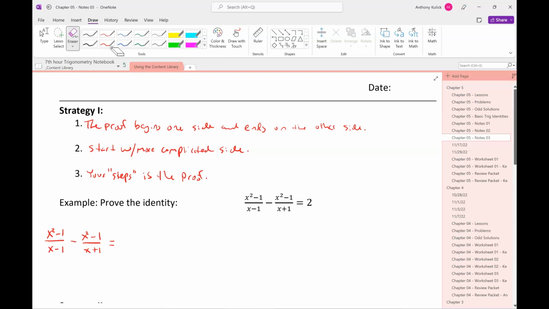So what are the things I can do with fractions? I can reduce. So maybe these fractions can reduce. Or I might need to make a common denominator so I can subtract them. Which one should I check first? Reducing, right? That's going to be easier than making a common denominator to subtract these things. So let's check to see if I can reduce first.